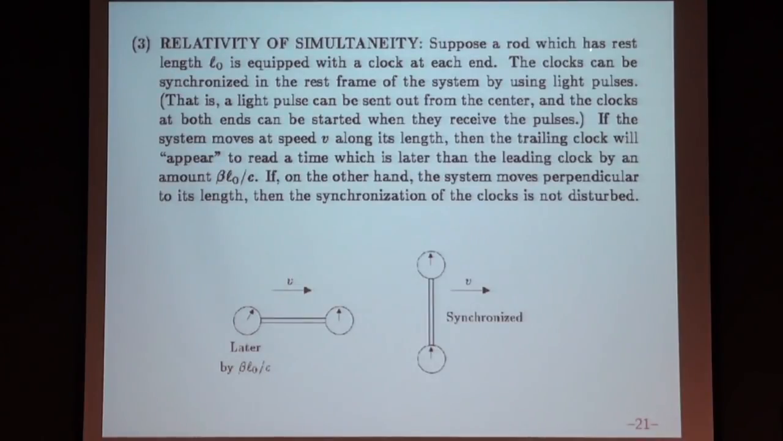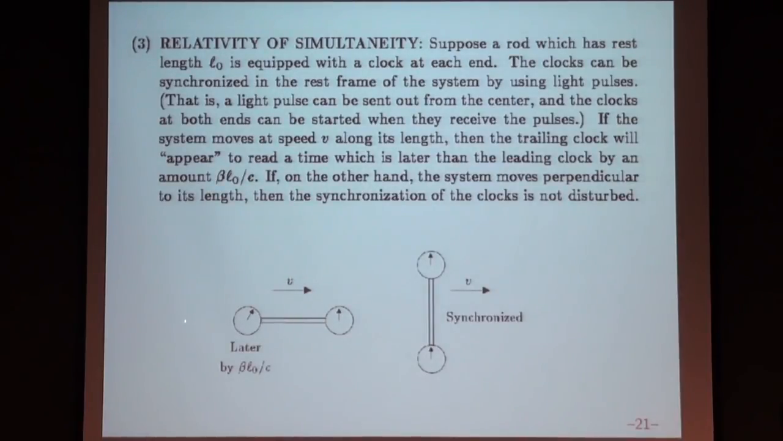The point is that if you have a system consisting of two clocks which have been synchronized in their own rest frame, they're both at rest with respect to each other, and they're connected by, say, a rod which has some length which we'll call L sub 0 in the rest frame of the two clocks.